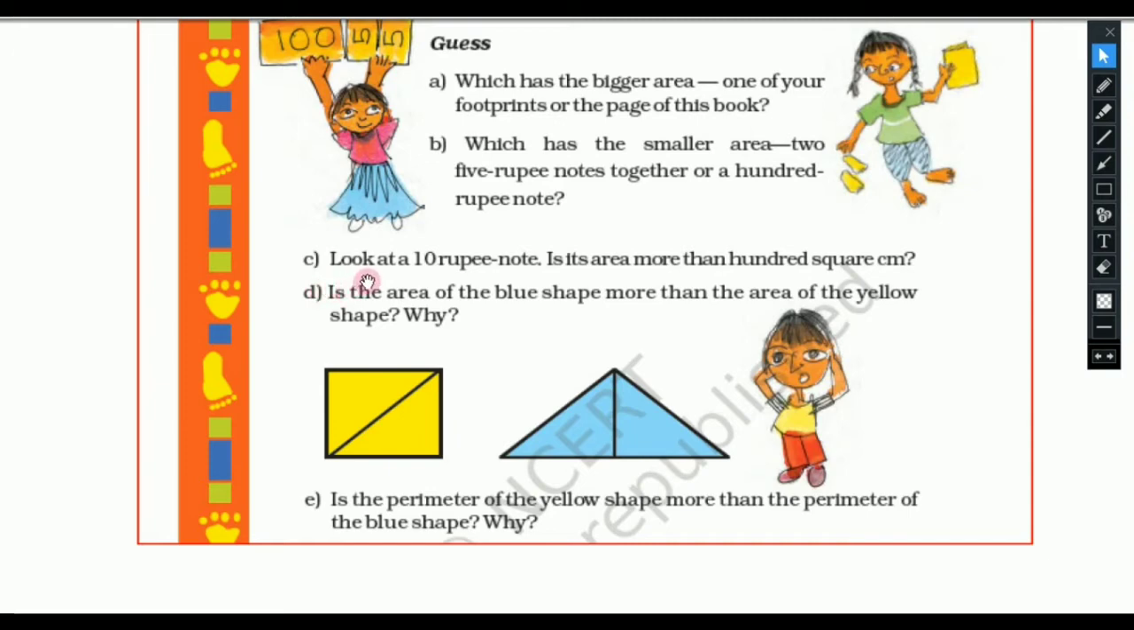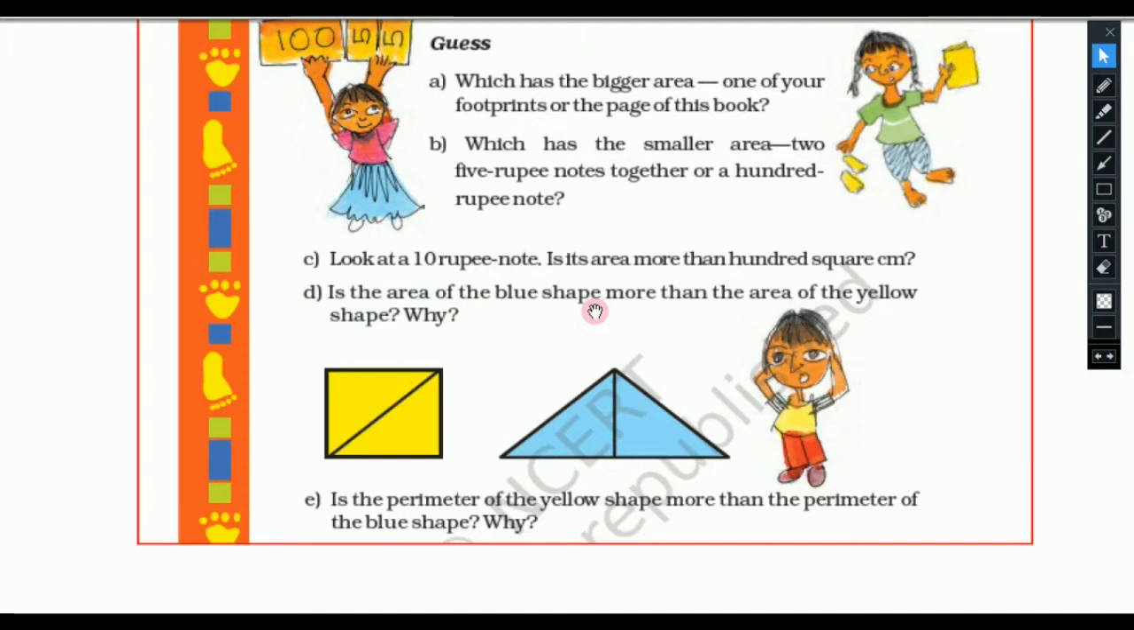Question C. Look at a 10 rupee note. Is its area more than 100 square centimeter? If you observe, the area of a 10 rupee note is less than 100 square centimeter. Now let's move on to the next question, question number D.